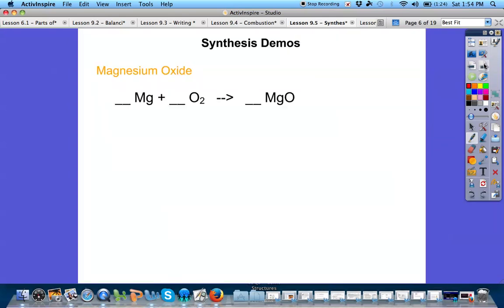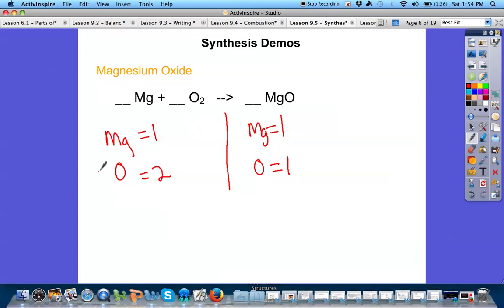The next reaction that we're going to look at is magnesium oxide. So we have magnesium ribbon reacting with oxygen to form magnesium oxide. So in our reactants, we have 1 magnesium, we have 2 oxygen. In our products, we have 1 magnesium and 1 oxygen. So in order to balance this out, we need to put a 2 in front of magnesium oxide. It's going to give us 2 magnesium and 2 oxygen.